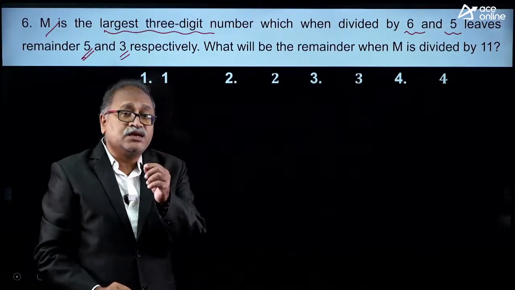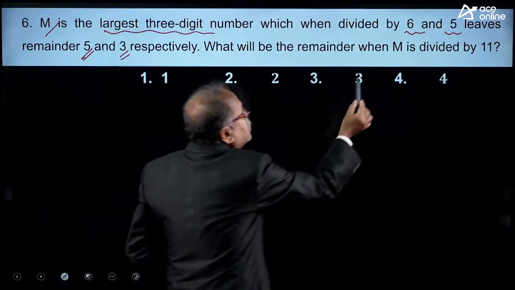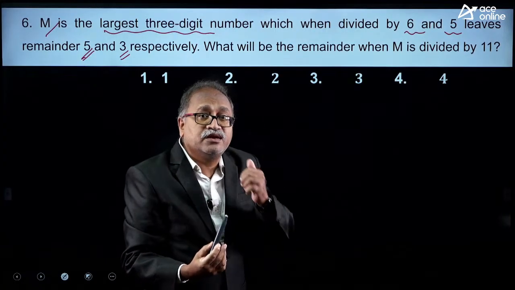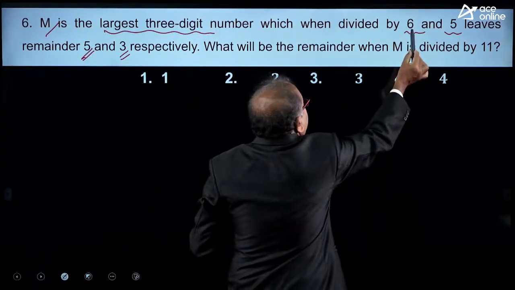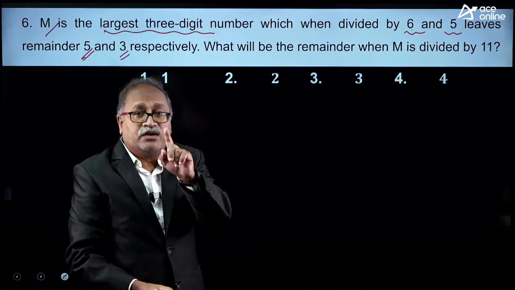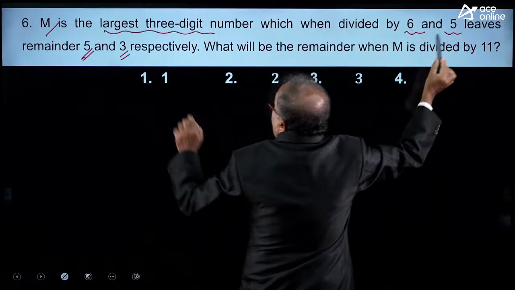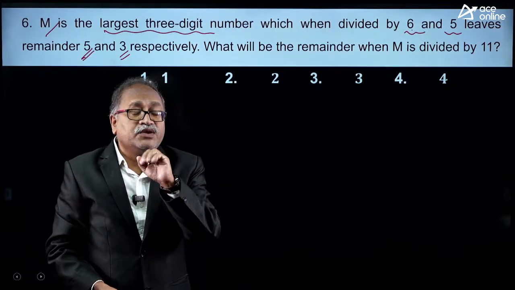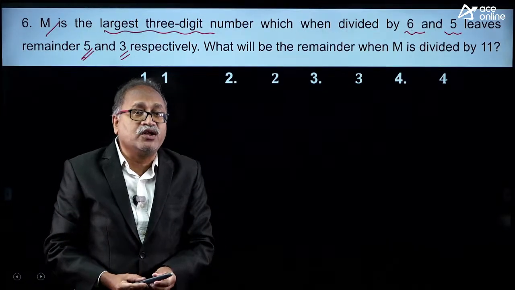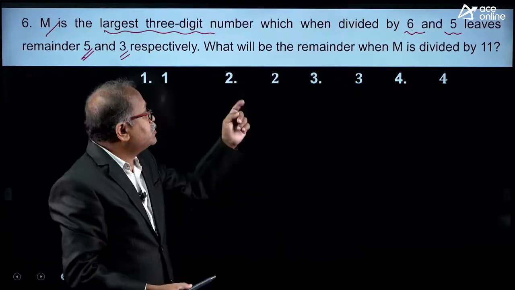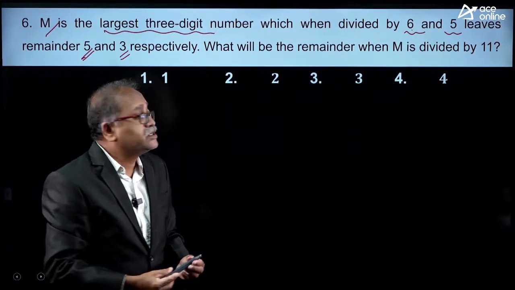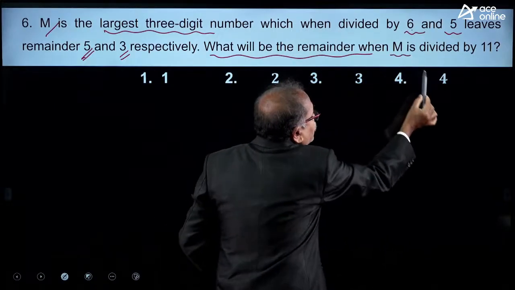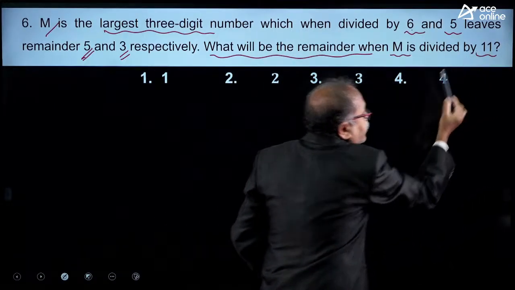Okay, this is the LCM's third model, where the remainder is not the same and the difference between the divisor and remainder is also different. Look at this one: 6 minus 5 is 1, whereas 5 minus 3 is 2. The difference is not equal. If the difference is equal, it comes under the second model of LCM. So this is the third model. I will discuss the best way to answer this. What will be the remainder if m is divided by 11?